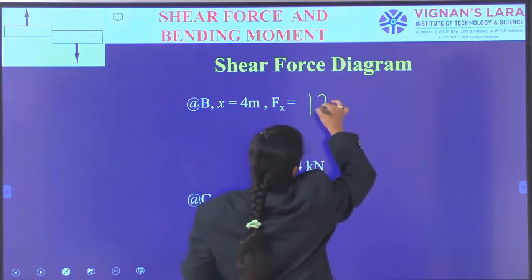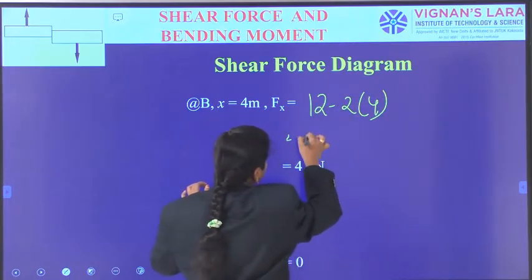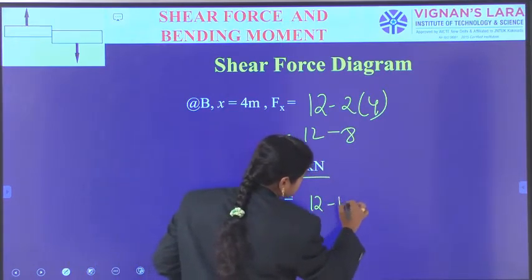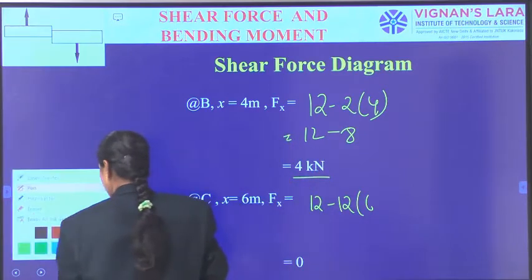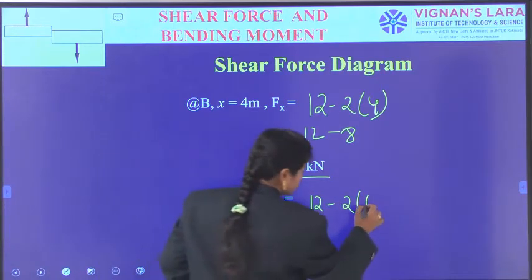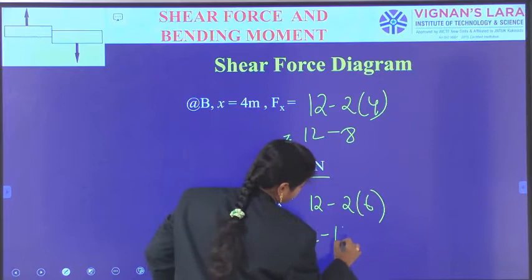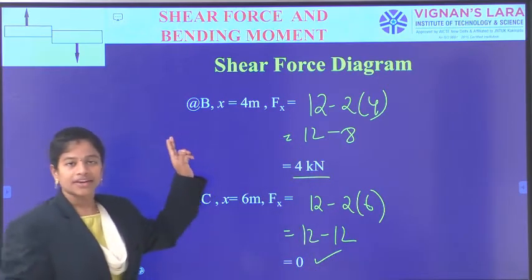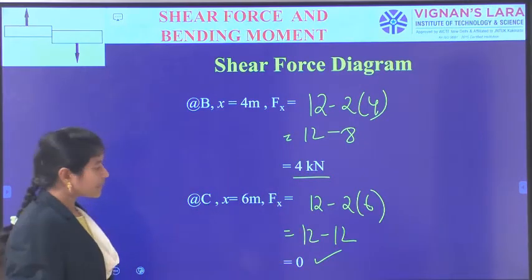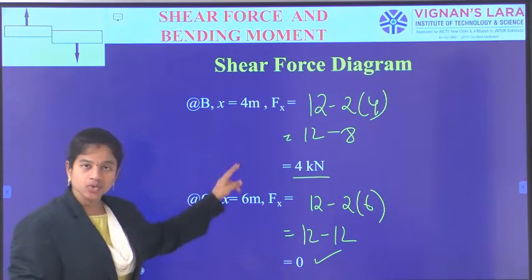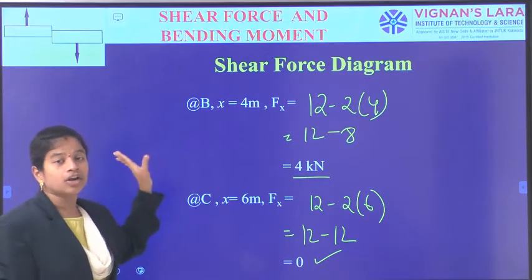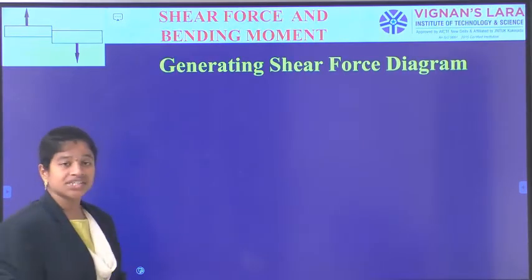So 12 minus 2 into 4, which is equal to 12 minus 8, which is 4 kilonewton. And then 12 minus 2 into 6, which is equal to 0 kilonewton. So at point B and at point C, these are the shear force values. Now the connecting equation between these two answers is a single degree straight line equation, which is 12 minus 2x, which we have just obtained. So involving all these answers, I should generate a shear force diagram.